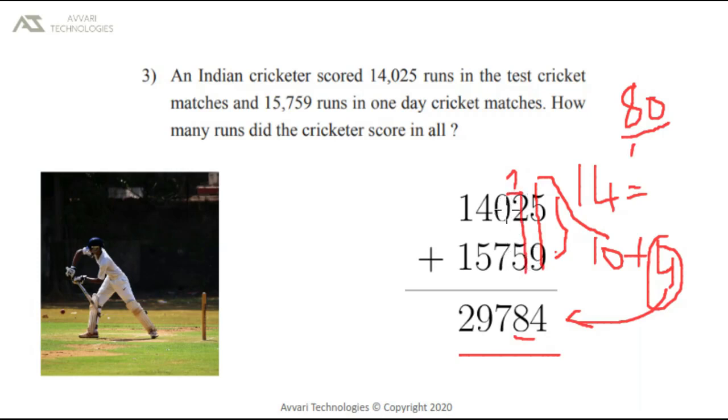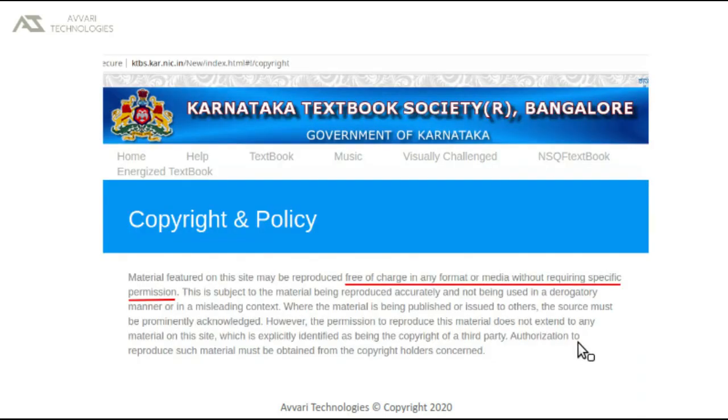We are done with the tens place. Let us move on to the hundreds place. In the hundreds place we have got 0 plus 700, which is equal to 700. So we will write 7 in the hundreds place. In the thousands place we have got 4000 plus 5000, which is equal to 9000. We represent 9000 as 9 in the thousands place. Finally, in the 10,000s place, we will add 10,000 plus 10,000, which is equal to 20,000. So the total runs scored by the cricketer is 29,784 runs.